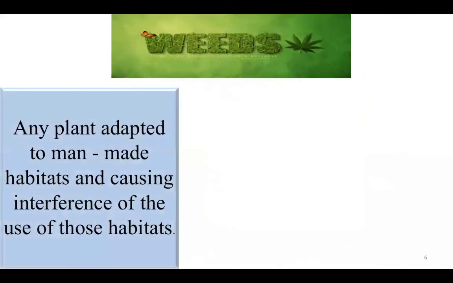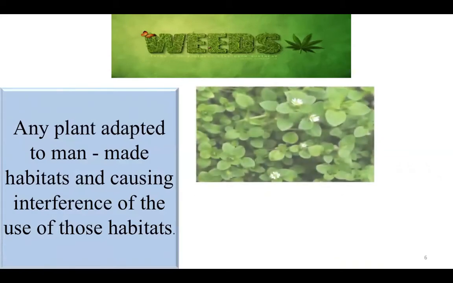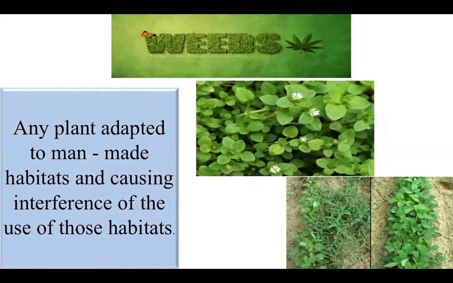So we can define this term weed: it is any plant which is adapted to man-made habitats and causing interference with the use of those habitats. So a weed is a plant which is considered undesirable in a particular situation, that is, a plant in the wrong place. Here in the picture you can see these are all weeds that are growing in the wrong place. Common examples are unwanted plants in human-controlled settings such as farms, fields, gardens, lawns, and parks.